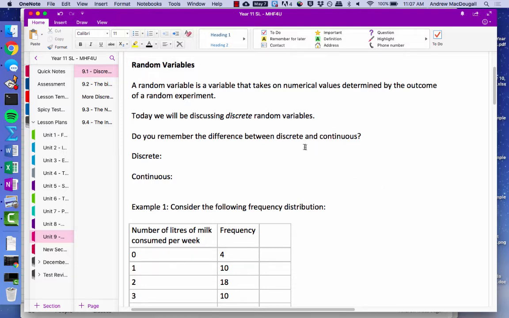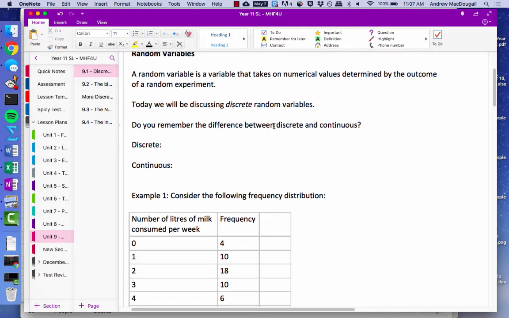Today we're going to talk about discrete random variables. We've talked about discrete and continuous in the past. But essentially discrete means there are gaps between possible values. So for instance, one classic example, shoe sizes. I could have a shoe size of 8, 8.5, or 9, but I couldn't have 8.25 or 8.371. There are gaps between possible values.